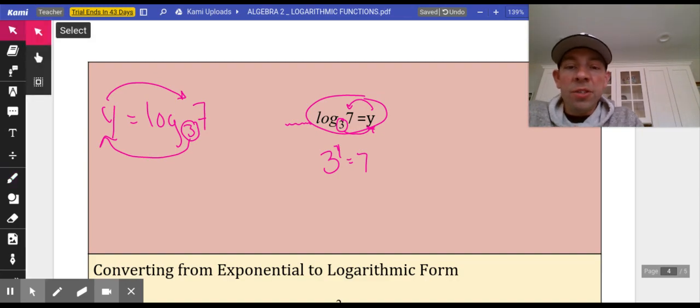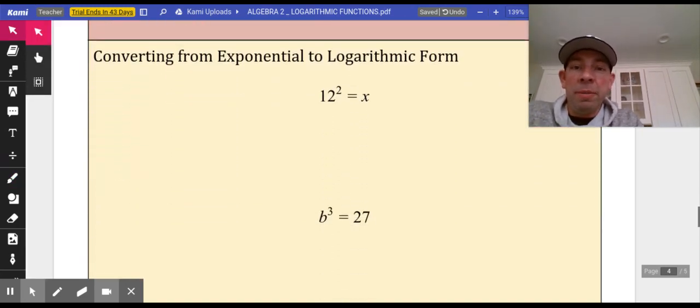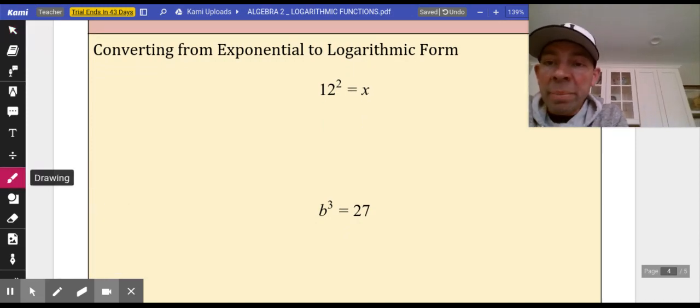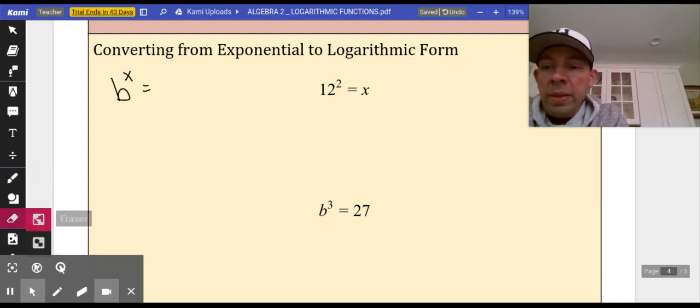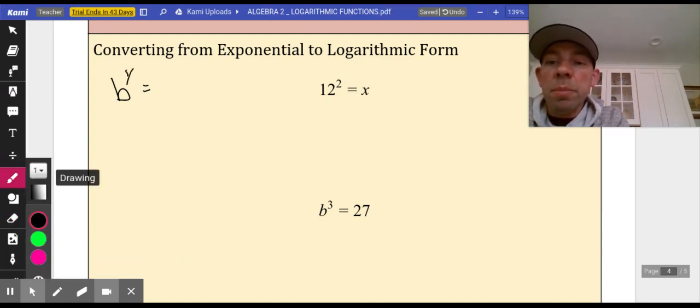All right. So now we're just flipping the script and we're going from exponential to logarithmic. And one thing I'd like to do is kind of put these two statements side by side. So if I have b raised to the x equals, actually, let's just tweak this. To keep it consistent, we'll say b to the y equals x.